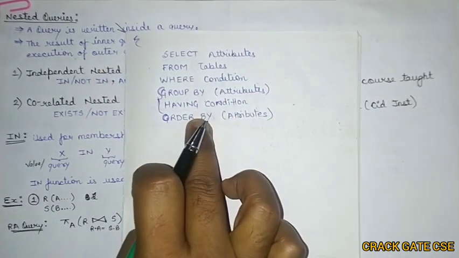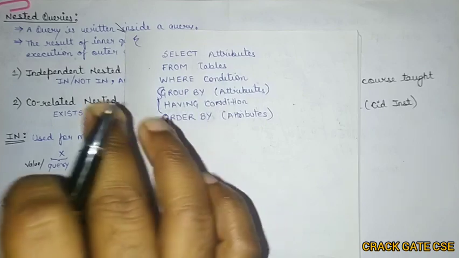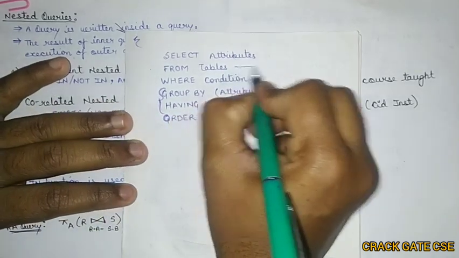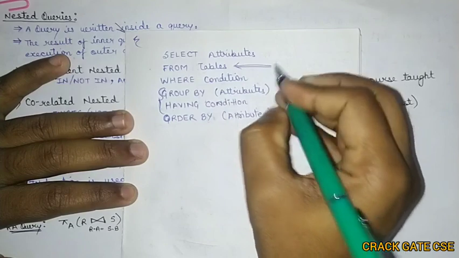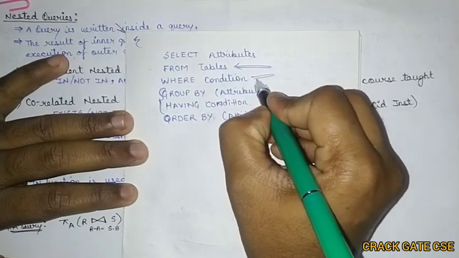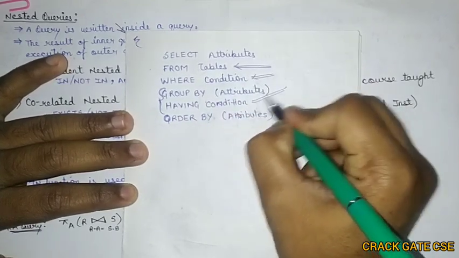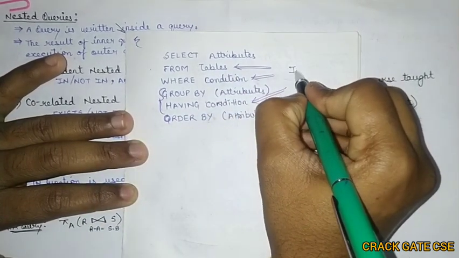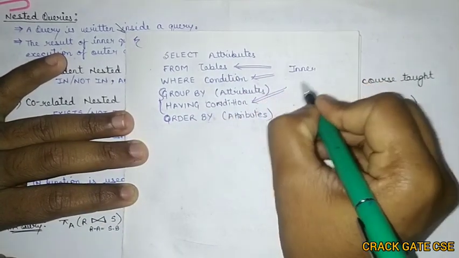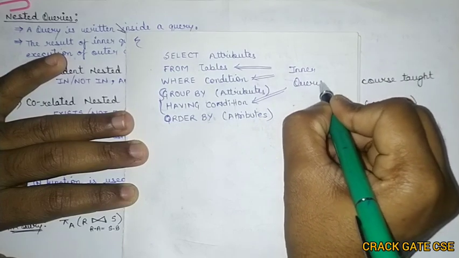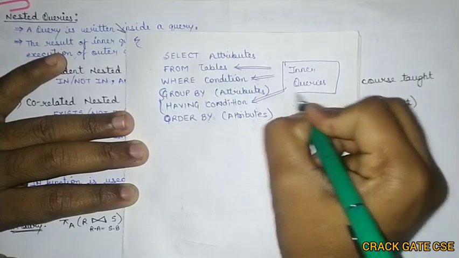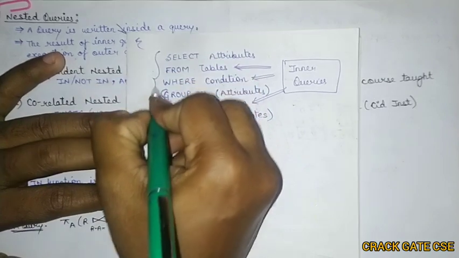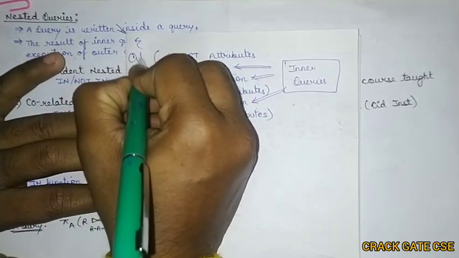So this is the outer query where we can use the inner query. In the place of table and in the place of condition, that means these two conditions and these three tables, in these places the inner queries can be used, and this one is the outer query.